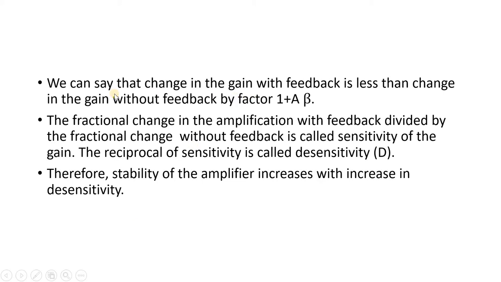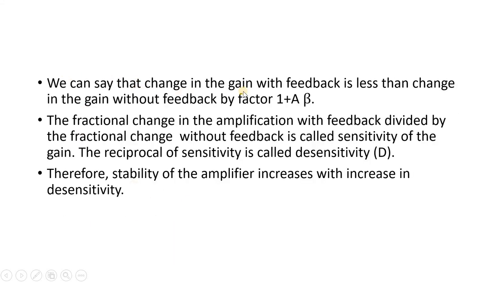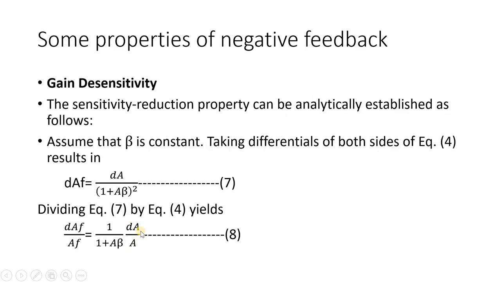So gain desensitivity. After obtaining this equation, what we can conclude is that the change in the gain with feedback is less than the change in the gain without feedback by the factor 1 plus A into beta. See, dA by A is nothing but the change of the open loop amplifier, and this is the change of the closed loop amplifier. So the change in the gain of the closed loop amplifier is going to be decreased by the factor 1 plus A into beta.